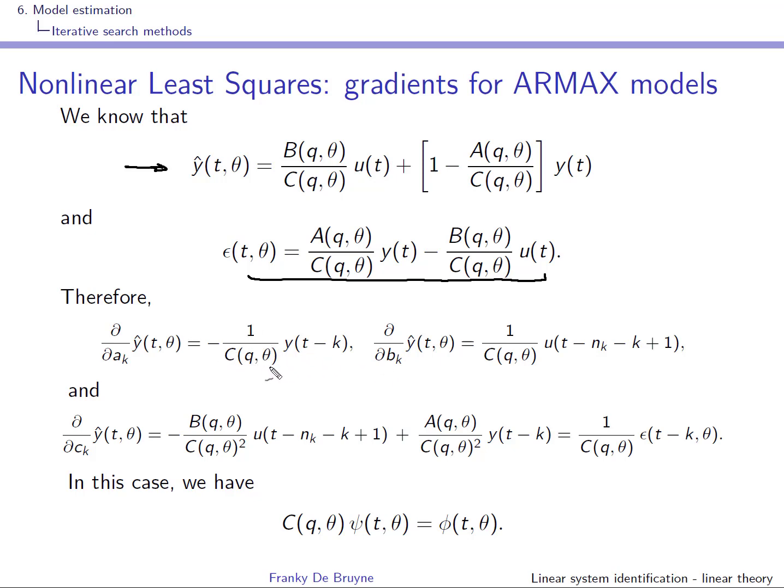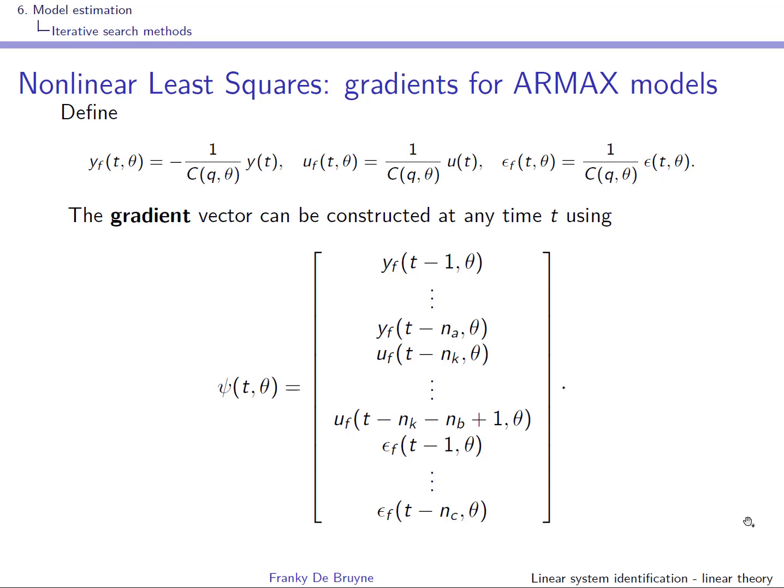Okay, so you can kind of see here that there is all the time 1 over c acting on something. For the derivative with respect to the a's, it's the delayed outputs. For the b's, it's delayed input, and for the c's, it's the delayed residuals. Notice here that the regressor vector phi is constructed from the minus y's, the u's, and the residuals. So here there is a link between the regression vector phi and the gradient vector, and this relation is this 1 over c.